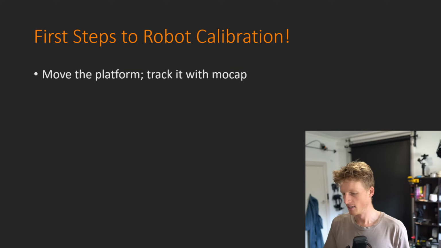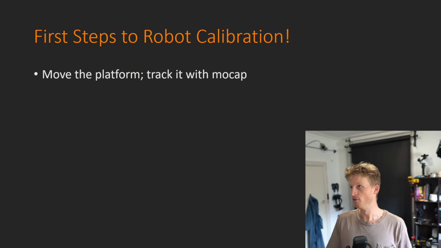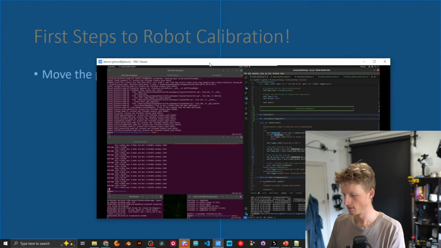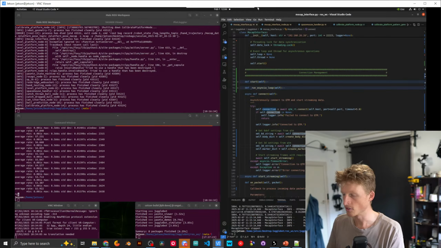So what this means is that we can do exactly the process that I just described, where we move the platform to a specific location. We know in the code where we're trying to move it to, and we know from the cameras where we are actually moving it to. So this is the idea: move the platform and track it with the motion capture. And this is where we get, let's just do this way I can show you as well.